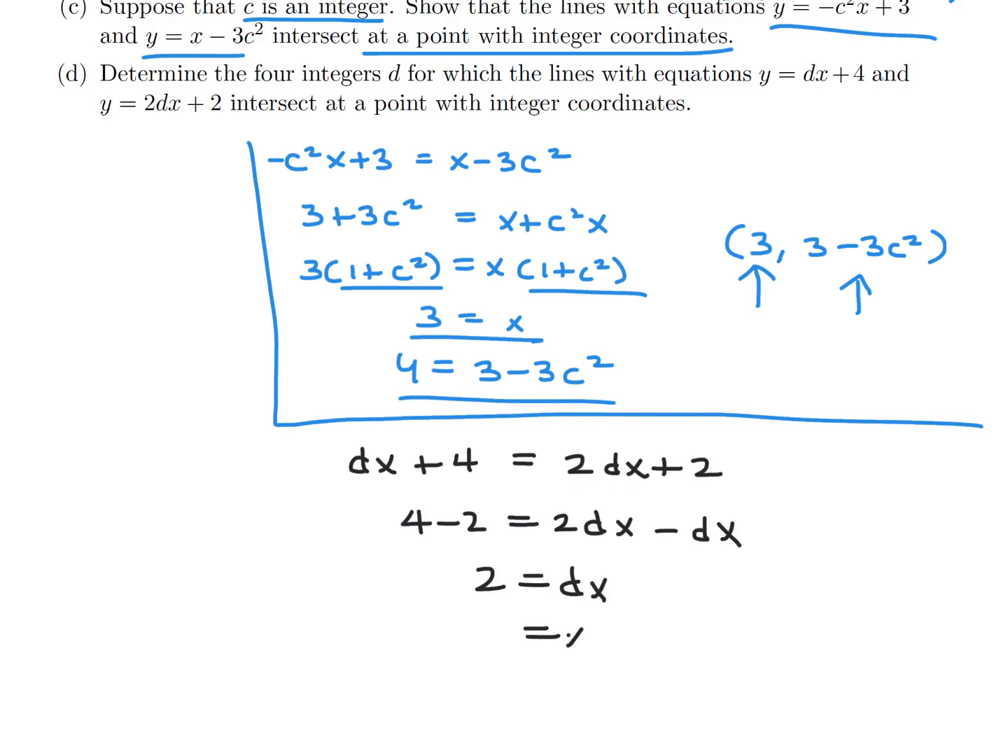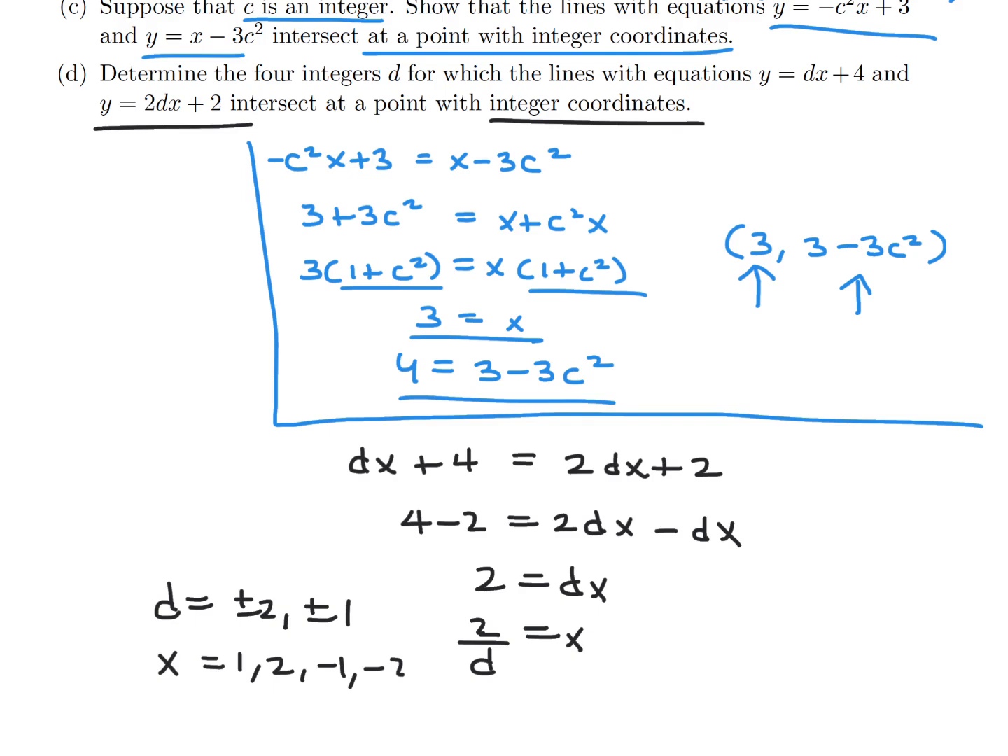So therefore x is equal to 2 over d. X is equal to 2 over d, okay? So since the intersection point has integer coordinates, that means x has to be an integer. And the only way x can be an integer is if d divides into 2. So d can be either plus or minus 2 or plus or minus 1, I guess. Yeah. And then if that's the case, then x will be 1, 2, negative 1, negative 2. And then y will also be an integer since d and x are integers. Okay, so what are they asking for? Determine the four integers. So these are the four integers right there.